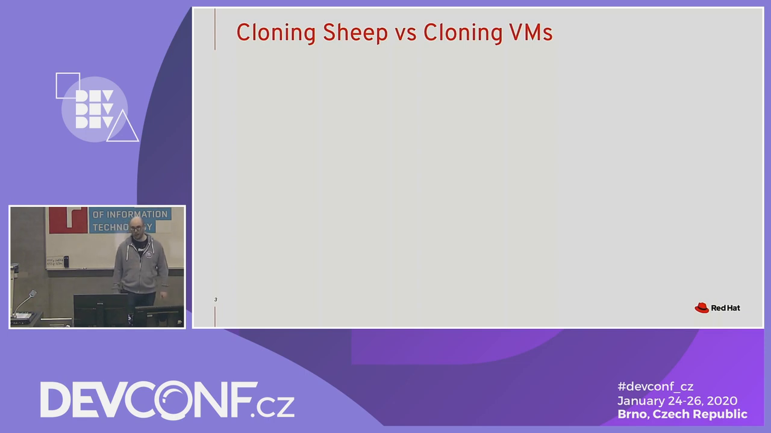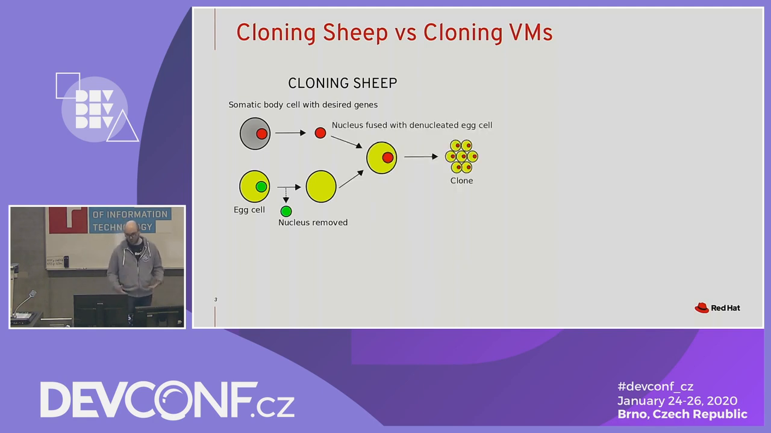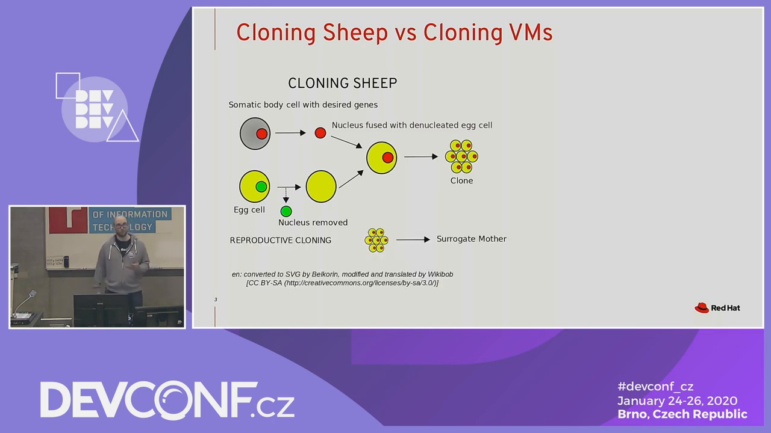So how does sheep cloning work? Basically, you take a cell with the desired genes and extract the nucleus. Then you take an egg cell and remove the nucleus. You put the two together, and you basically get the cell clones. Put all of this in a surrogate mother, and you will likely fail. You'll have to do that 200 times, and maybe you will be lucky enough.